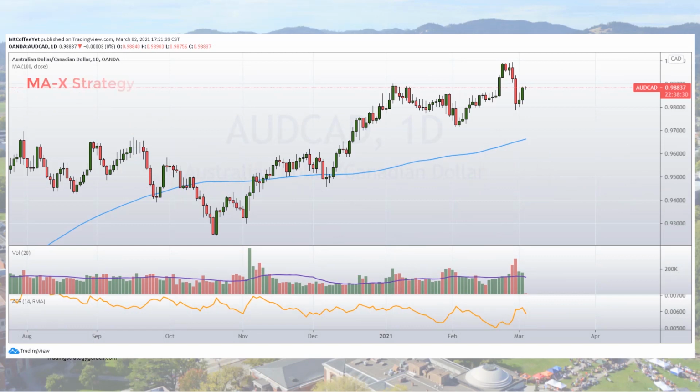The first thing I do is add a 100-period simple moving average. In this case, I'm using a light blue line for this one. I use this line primarily because it's used a lot by smart money traders to establish the trend on the daily chart, which of course I prefer to trade on. If the price is above the 100, I look only for buy signals. And if the price is below the 100, I look only for sell signals.